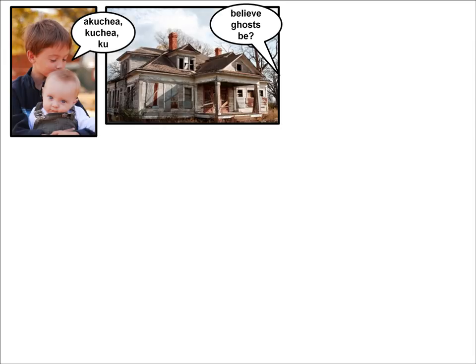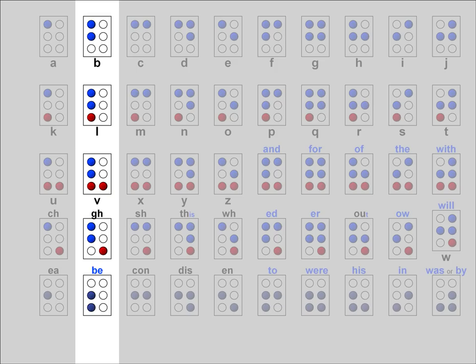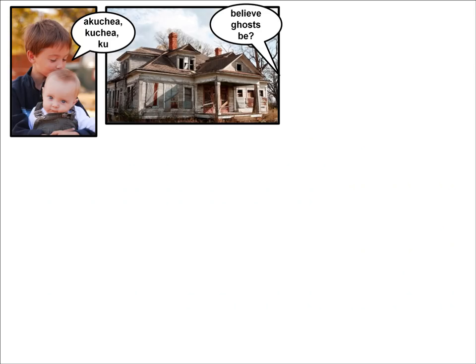So you guys start walking home, and you pass that same scary house next to your school that you always pass on your way home every day. And you start to wonder if it's haunted. So you ask your dad, "Believe ghosts be?" Which helps us remember the B column. B, L, V, G, H, and B, E, or believe ghosts be? So your dad says, no, there's no ghosts in there.